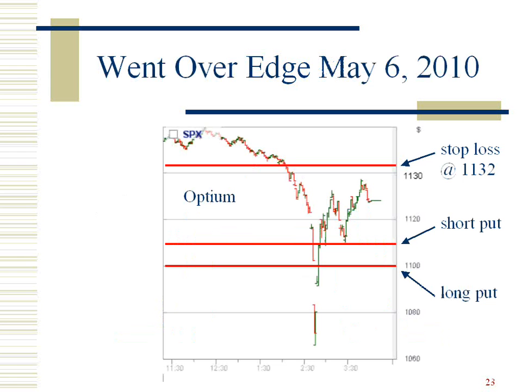Basically, on May 6th, we went over the edge of that waterfall that I just showed you. This is an example of a trade that we had for the SPX. This is showing the stop loss we had for the put, which was at 1132. We had a short put at 1110, and the long put was at 1100. We hit the stop at 1130, at the value of 1132.